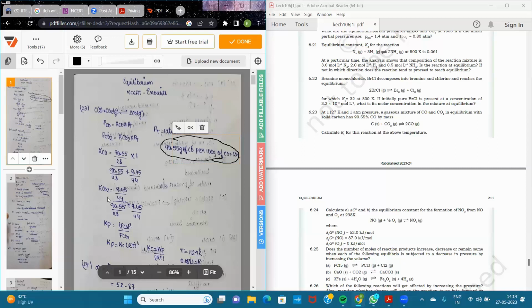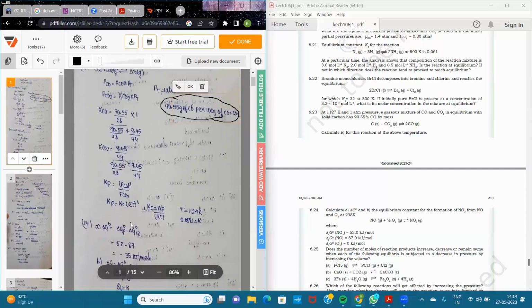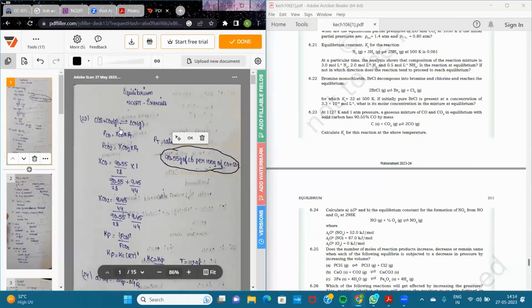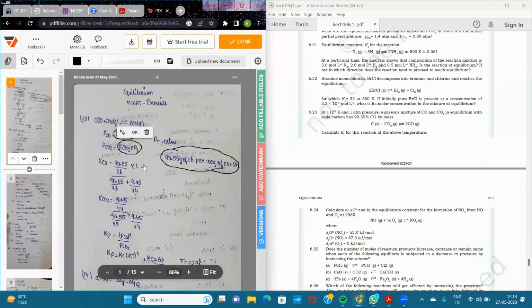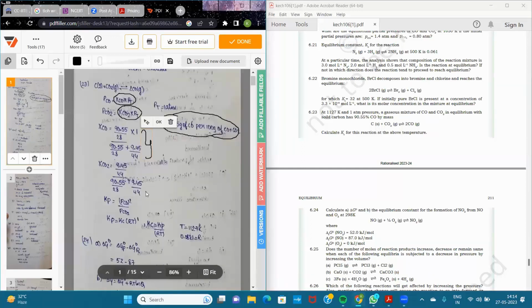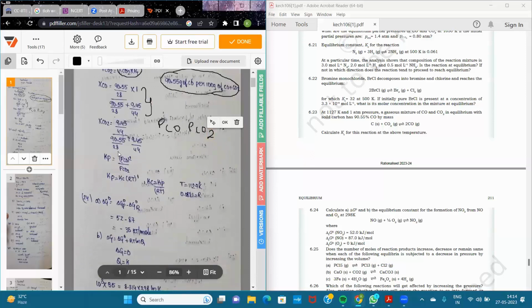Here we'll get the mole fraction of CO2 by writing moles of CO2 by total number of moles of CO and CO2. From this, we can calculate the partial pressures, as here we calculated the mole fractions of CO and CO2. From these two, we can obtain the partial pressures of CO and CO2. As we know, we can write Kp as partial pressure of CO whole square by partial pressure of CO2.